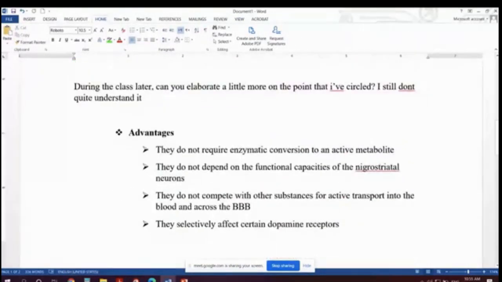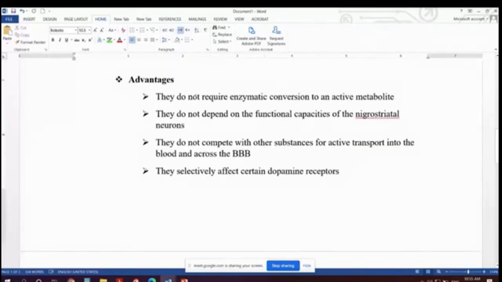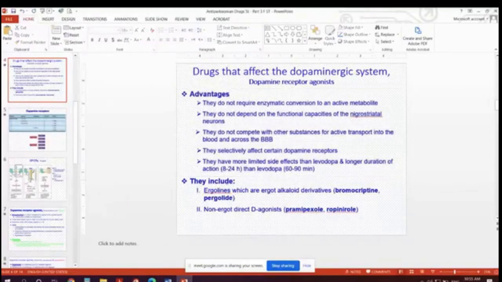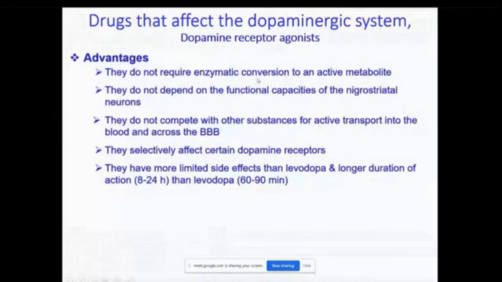Okay, another question came just right before the lecture. The student said that there are points that he or she circled and does not understand. Advantages. I think I brought this slide today. So, advantages of dopamine receptor agonists. But let's go over the whole thing.